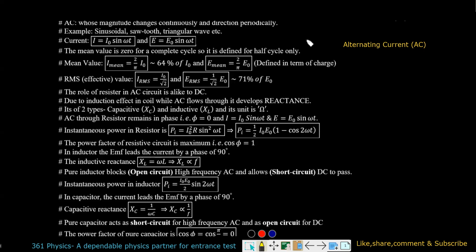So even in alternating current, different kinds of information are there. You should understand them well, and as per that understanding you can easily crack the answer.